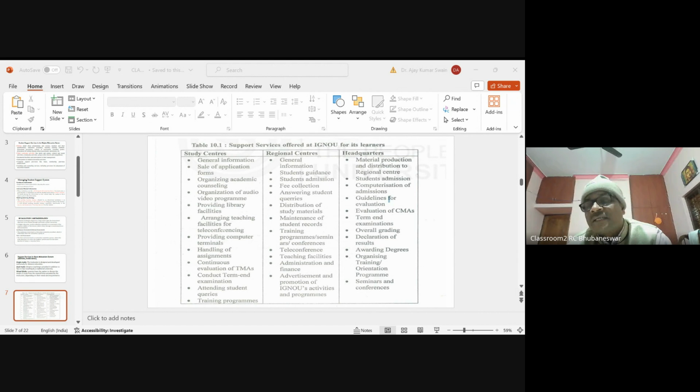The regional center receives it and distributes it. So, maintenance of student records.